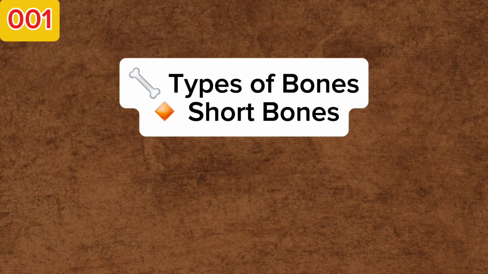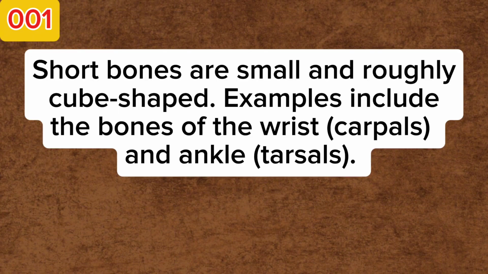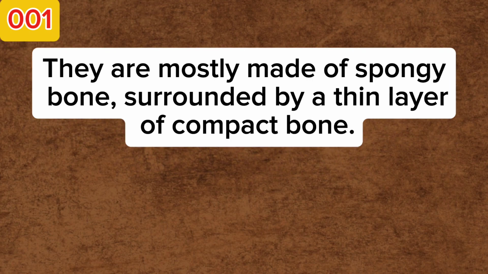Types of bones. Short bones. Short bones are small and roughly cube-shaped. Examples include the bones of the wrist (carpals) and ankle (tarsals). They are mostly made of spongy bone, surrounded by a thin layer of compact bone.